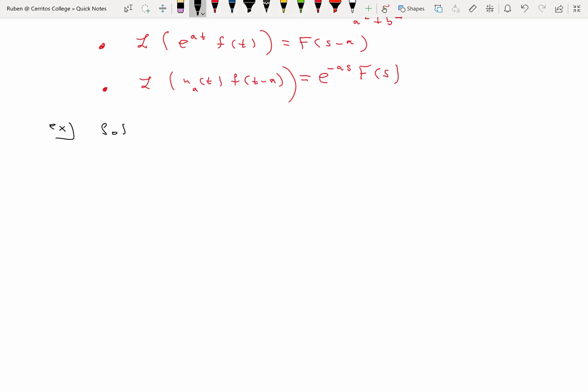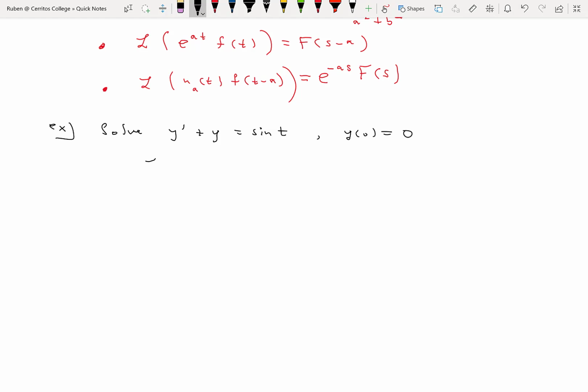The example is to solve a first order differential equation, or an initial value problem involving a first order differential equation. So y prime plus y equals sine of t, with the solution going through the origin, y of 0 equals 0. And I want to use, somewhere along the line, convolutions to do this. So let's proceed as usual.